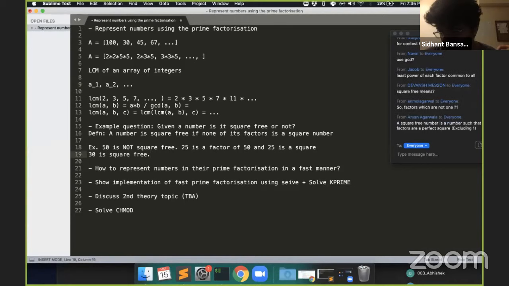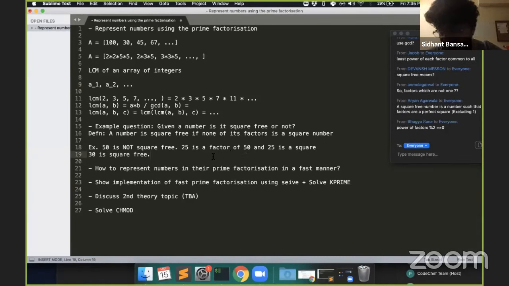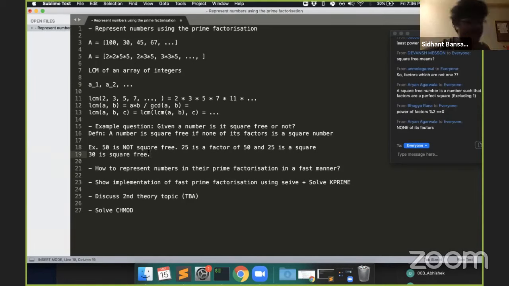So a square free number is a number such that the factors are not a perfect square. That's why it's free of the squares. At least that's how I define it. I'm not sure. Yeah, none of it. So that was a typo. Anyways, let's.